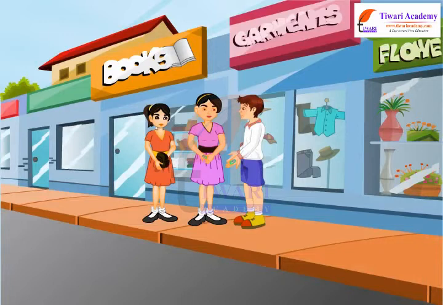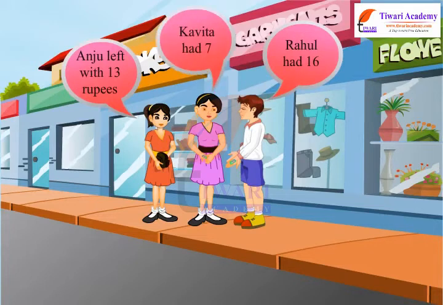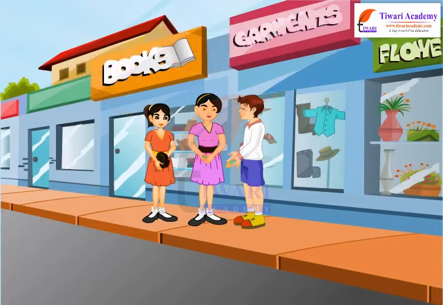Let us see this one. Anju, Rahul and Kavita went to buy vegetables. Anju wants to buy a color kit. So all three checked their remaining amount, which was: Anju was left with 13 rupees, Rahul had 16 and Kavita had 7. And the cost of the new color kit was 32 rupees. Can they buy the color kit?